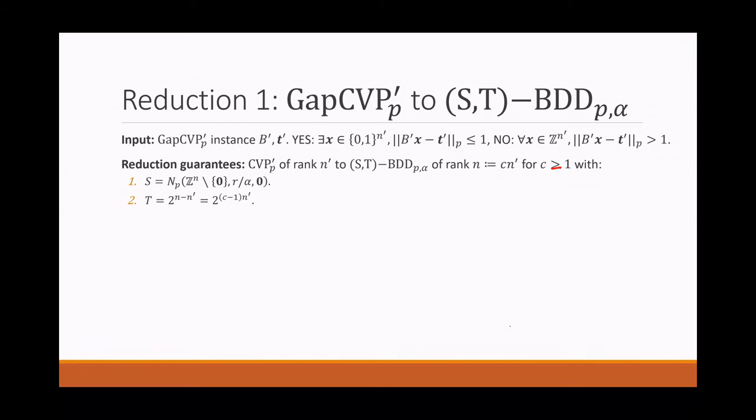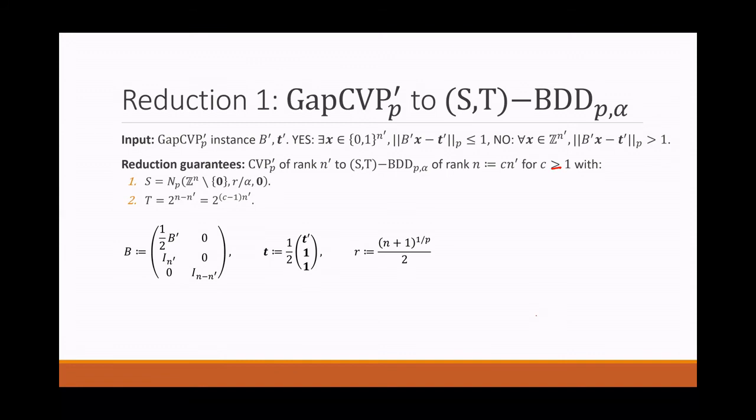This expression for S is just the number of non-zero integer points in an origin-centered ball of radius r over alpha. It says that we're going to be able to upper bound the number of lattice points in our output lattice in an origin-centered ball of radius r over alpha by the number of integer points in such a ball, meaning points in Z^n.